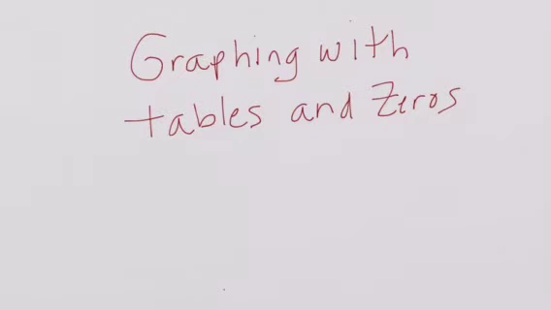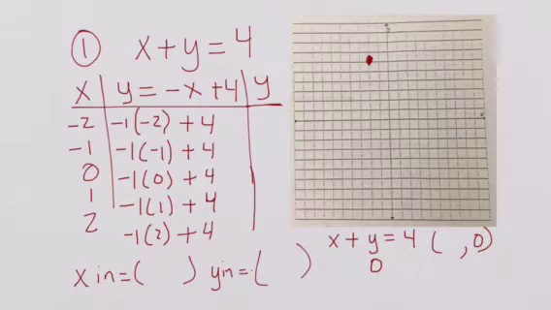Open up your MTT, put today's date on it, title it Graphing with Tables and Zeros. The first equation that we're going to graph is x plus y equals 4. We're going to set up a function table so that we can generate some ordered pairs so we can graph. In order to use the function table, we need to solve for y.